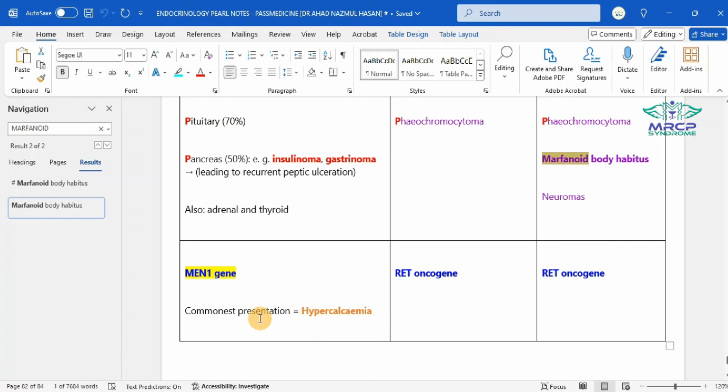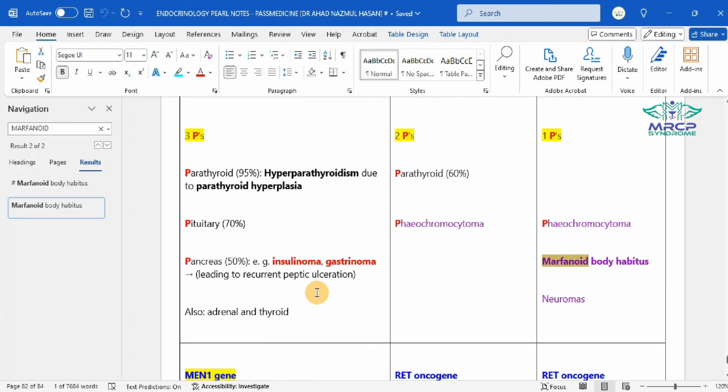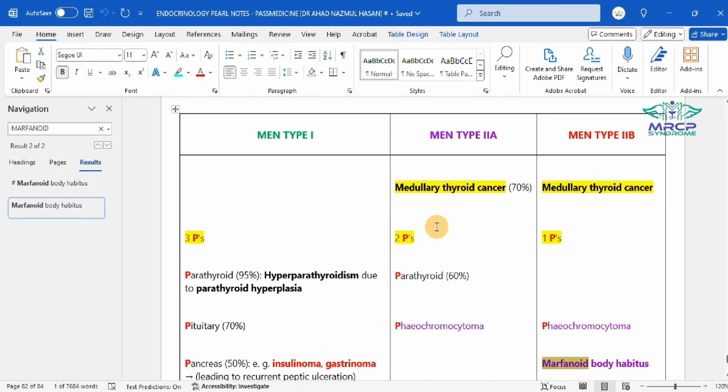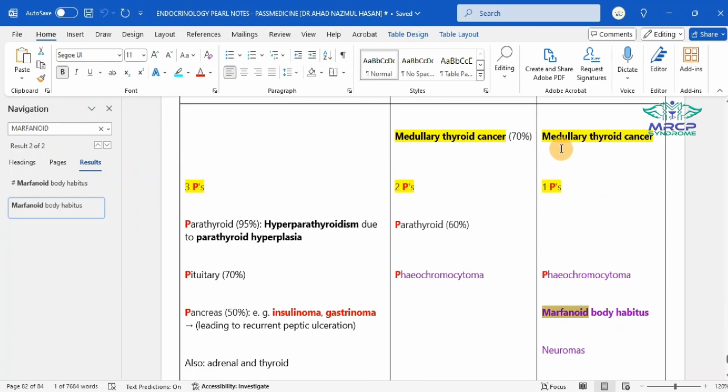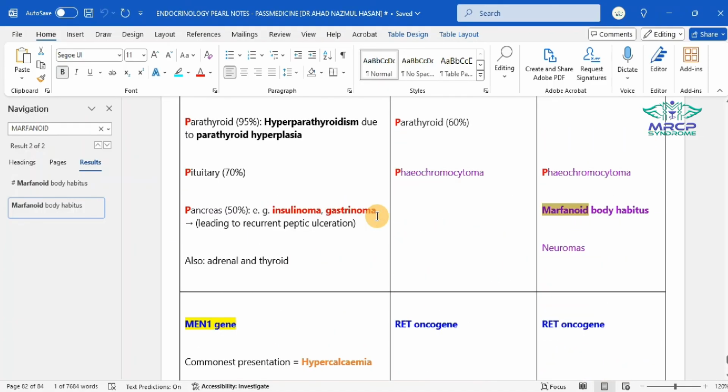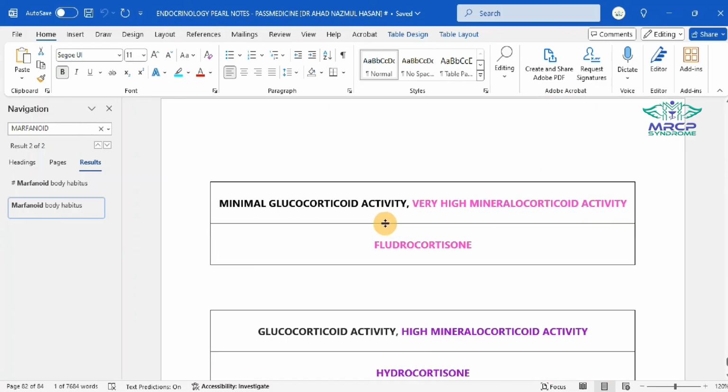The commonest presentation is hypercalcemia. And MEN type 2, 2A or 2B, are related to the RET oncogene. In 2A there would be features of 2 P's, parathyroid and pheochromocytoma, and in 2B there would be 1 P, only the pheochromocytoma. So MTC, pheochromocytoma, Marfanoid body habitus, this points towards MEN type 2B.